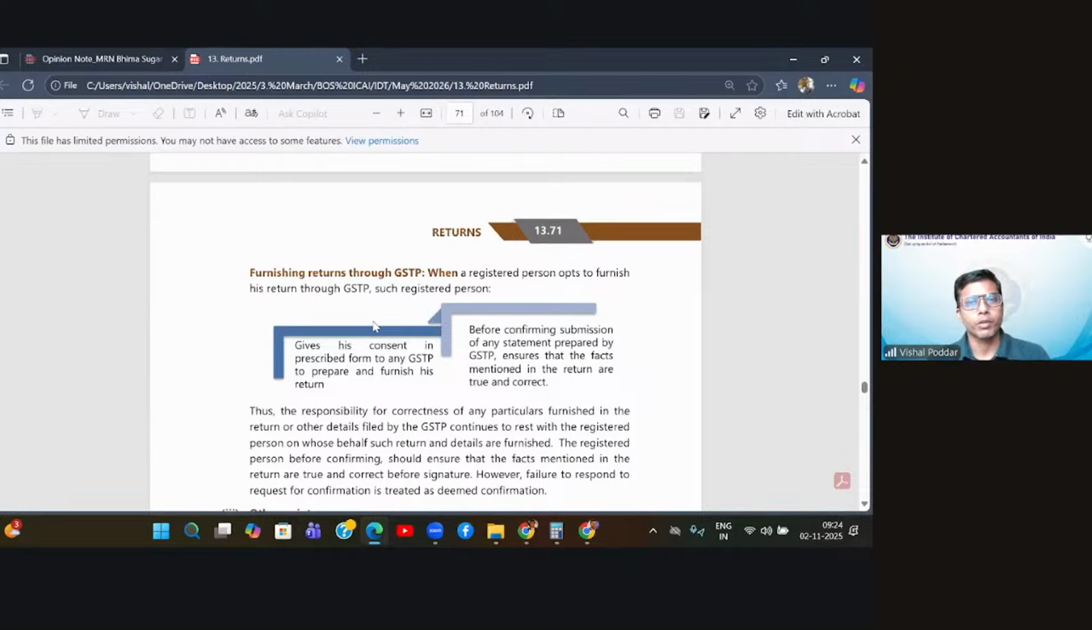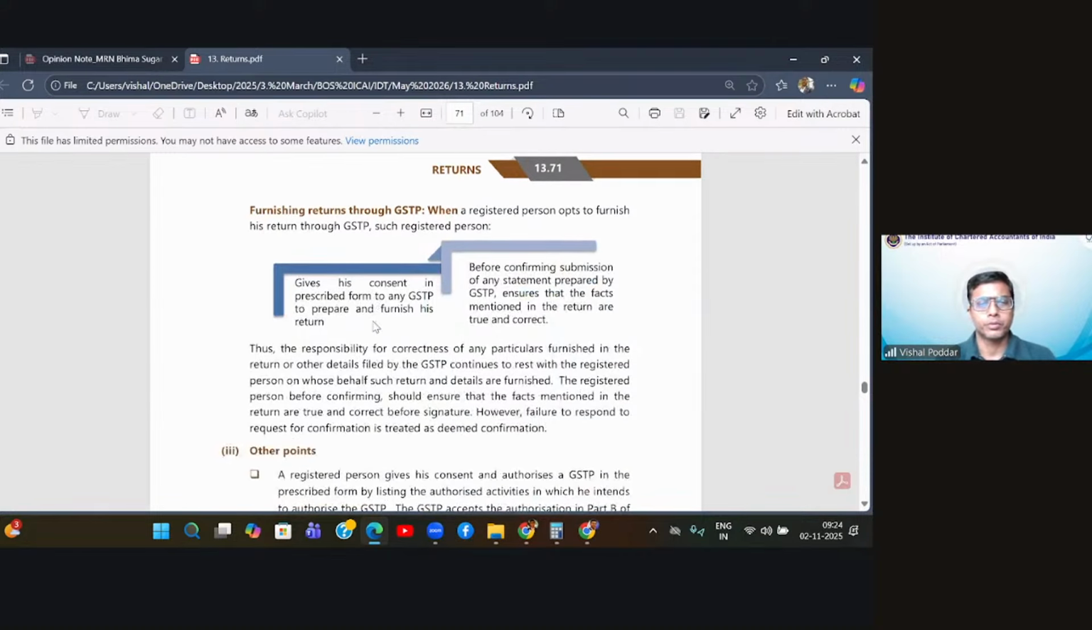Before confirming submission of any statement prepared by GSTP, the registered person ensures that the facts mentioned in the return are true and correct. Thus, the responsibility of correctness of any particulars furnished in the return or other details furnished by the GSTP continues to rest with the registered person on whose behalf such return and details are furnished. The registered person, before confirming, should ensure that the facts mentioned in the return are true and correct before signature. However, failure to respond to request for confirmation is treated as deemed confirmation.